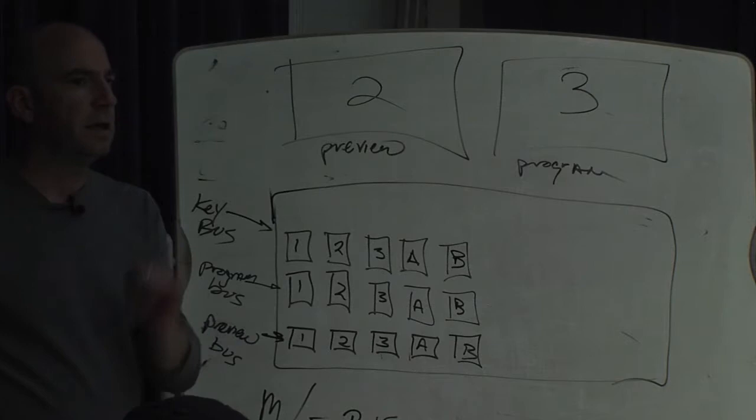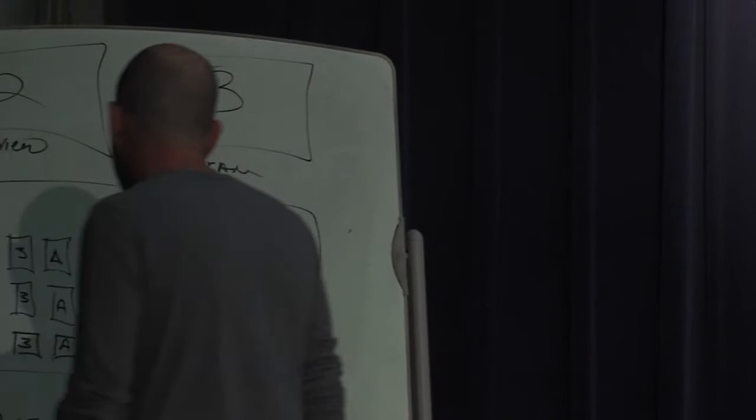Now, quick question. How can I get two to move into program? The most basic way to do it is to do what? Take it. Well, yeah, but how? Tell me what button to press. I want to get two into program. What should I do? Okay. On its most basic level, the fastest way to do it would be just to do what? Punch number two in the program bus.